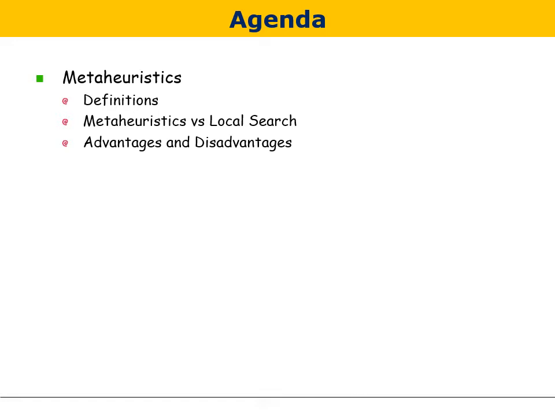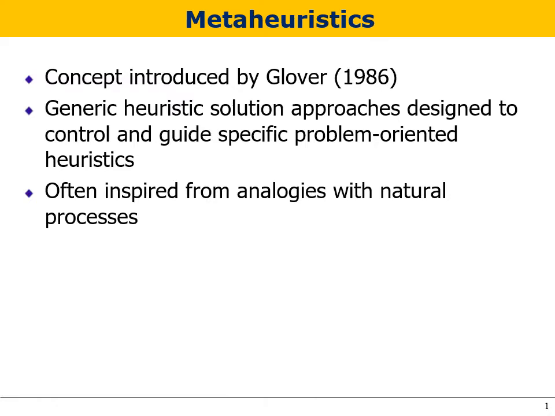So this will be an introduction into metaheuristics, and in the following lectures we will see several examples of these metaheuristics, such as tabu search, simulated annealing, and genetic algorithms. So let's get started. The concept of metaheuristics was introduced by Glover in 1986.